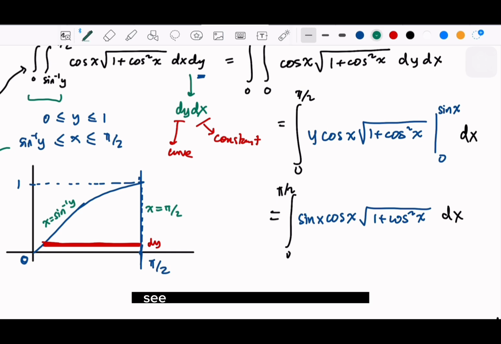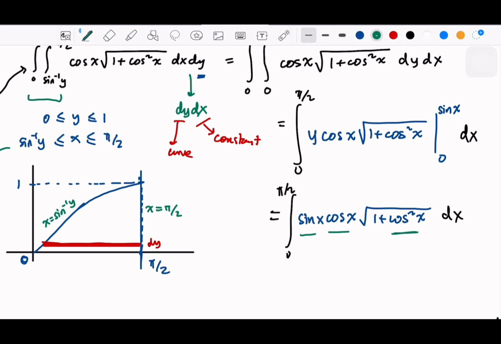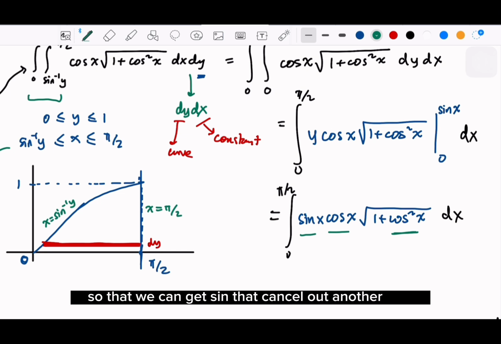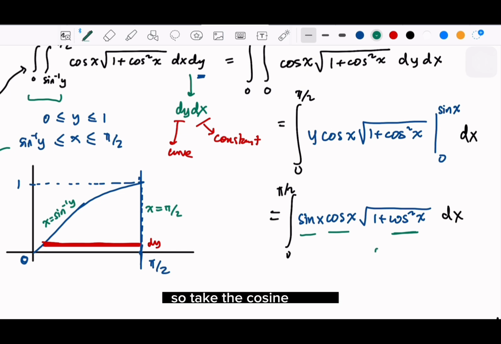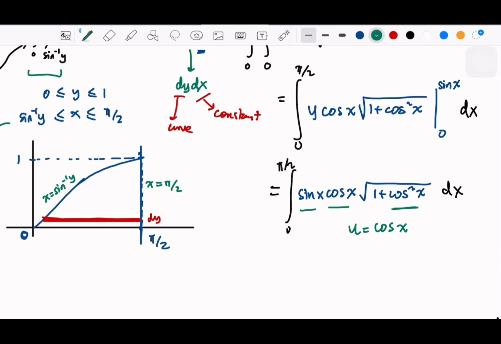What should we do? See that we have sine and cosine, which are complements, and if we take substitution, I think we can erase one of them. I think the best way to substitute is because we have this cosine squared here. Then let's say we try cosine x, so that we can get sine that cancels out another sine. Okay, so take the cosine x as u. So we can get du is negative sine x dx.